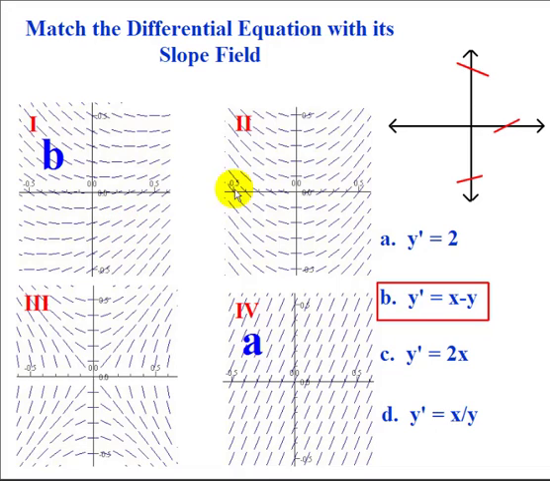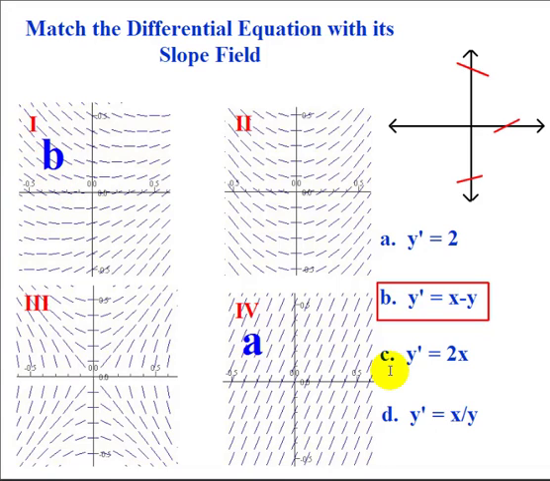You'll notice that for the second slope field, for example, on the y-axis we have a 0 slope, and that doesn't work. And for the third also we have a 0 slope on the y-axis. So we know that number 1 matches B.